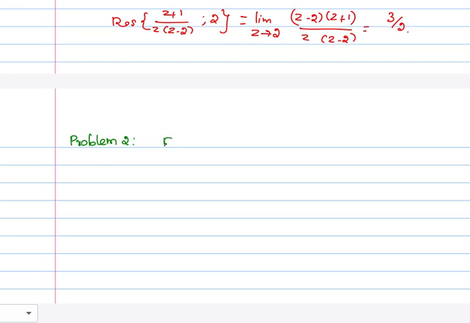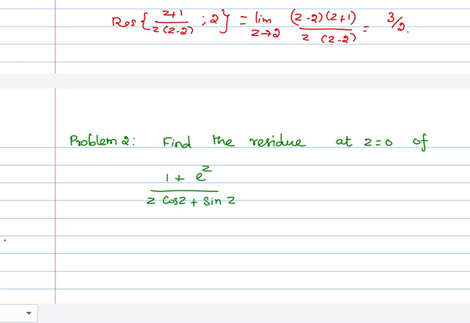Find the residue at z equal to 0 of (1 plus exponential of z) divided by (z times cos z plus sin z). Okay, this is the function.